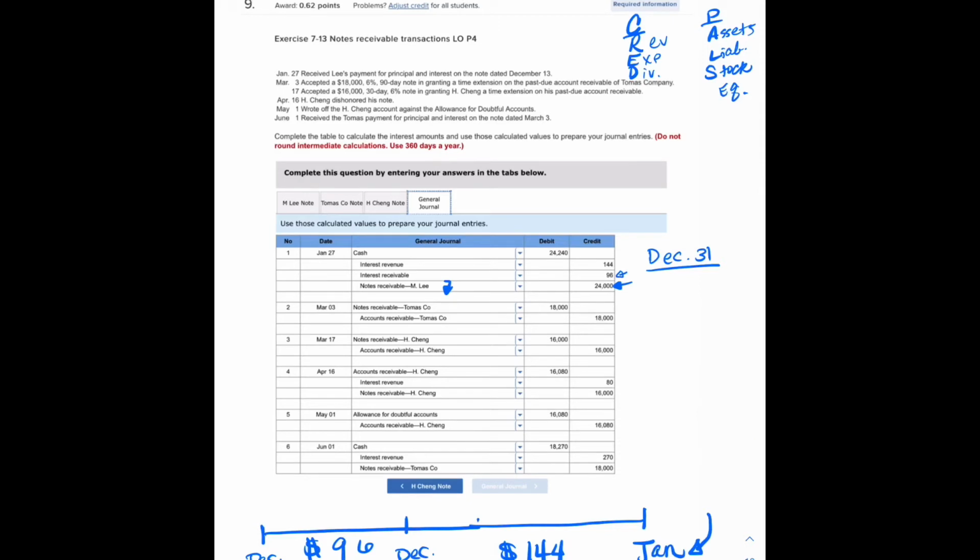Now the next piece is, what do we need to do to deal with the current interest? In this period, we need to deal with the interest revenue, because that will put the revenue in the proper period, which is in this new year. So that 144 simply goes there.